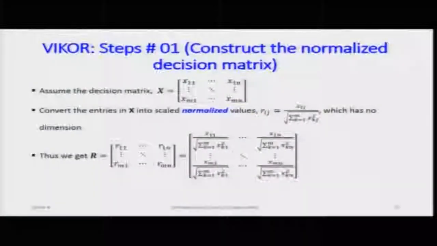So, the first row would be x11 till x1n, where x11 means the so called actual non normalized priority values for the first criterion on the first alternative, and x1n basically being the priority weight or the value for the nth criterion on the first alternative.